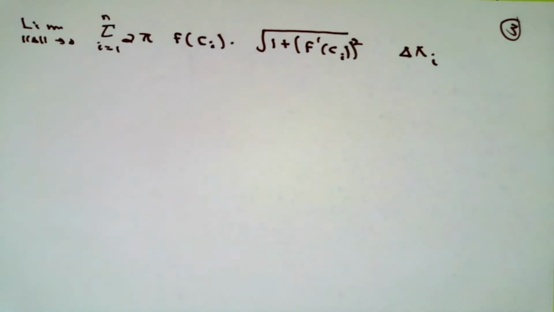We add up all the contributions, and then to make our approximation perfect, we take the limit as all of the sub-chunks shrink down to points, as all of the delta x_i's tend to 0. Obviously, this is the definition of an integral.